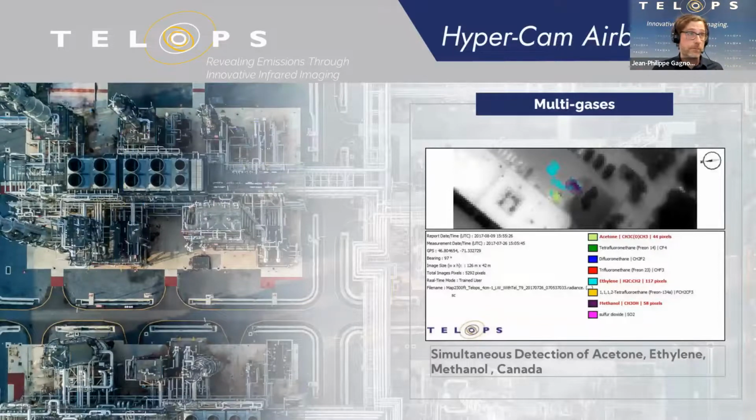Of course, from the air, detecting multiple gases is still possible. You can see here an example. I think there are 3 different compounds detected from the air in real time: acetone, ethylene, and methanol, each color coded with its own color.